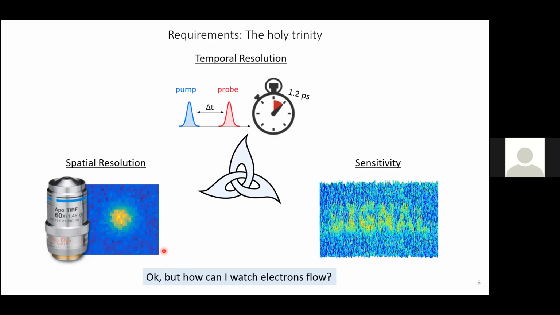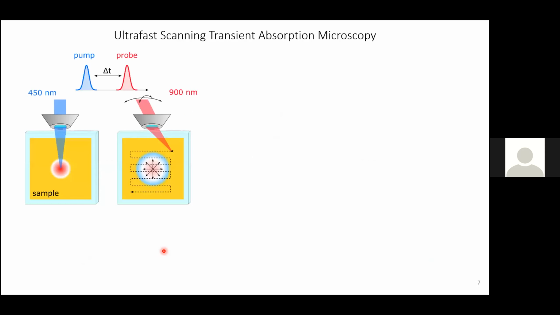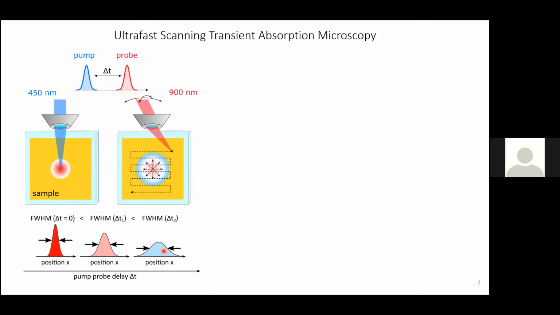One way to do this is what we call ultrafast scanning transient absorption microscopy. You take your pump, you focus it down as tight as you can to a submicron spot, and then you have your probe. Instead of doing pump probe where they are collinear, you can actually scan your probe over your pump. As a function of time delay, you can see that your initial narrow profile turns into a widened profile, and you're spatially mapping out this width. The observable here is the transient reflection, so reflectivity.